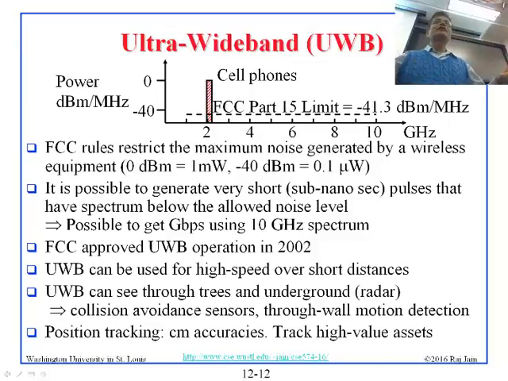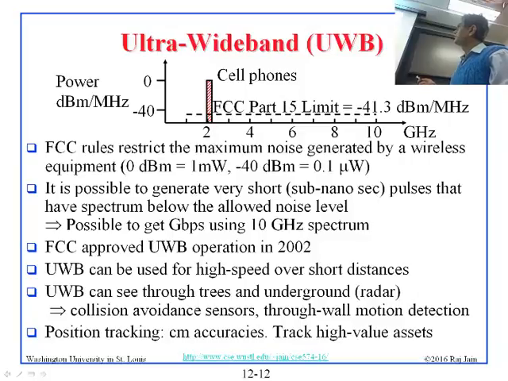Okay? No working device should be affected by it, because you should design the working devices so they are not affected by the noise. So you put your CRC, your error correction, everything else, so that if there is a noise like that, it will be taken care of. And so if you communicate below this minus 41.3, then you are legal. Basically you could be using it without disturbing anybody. So this is FCC rule.